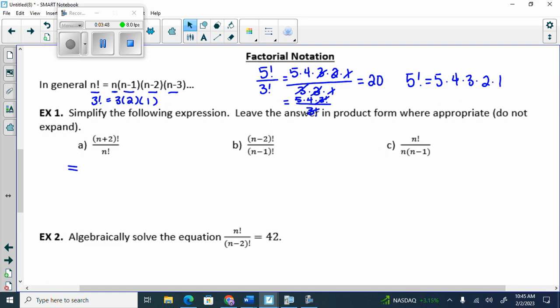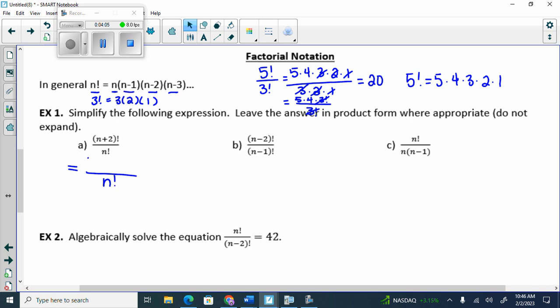Okay? So if I plugged a 2 in, like I said, this would be 4 factorial over 2. So I know this is the bigger one. So I'm just going to rewrite the little one, and I'm going to expand the bigger one. Now, how do we expand it? We go down by 1 each time.